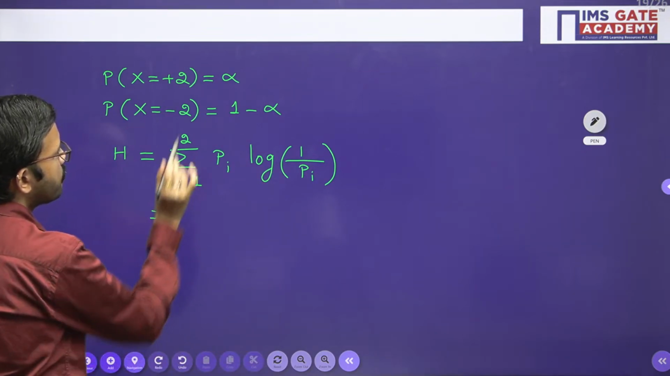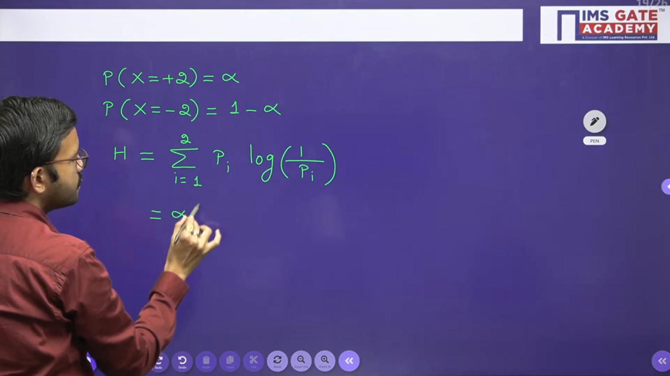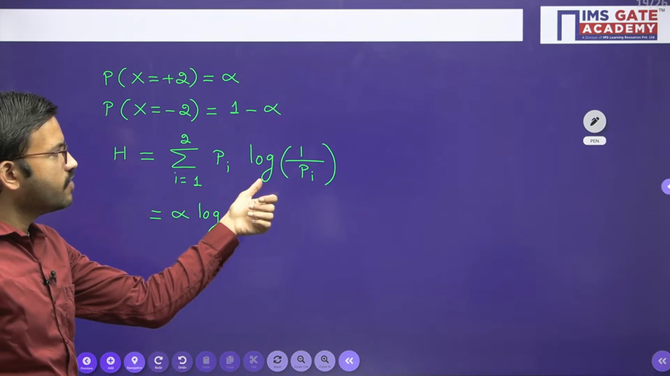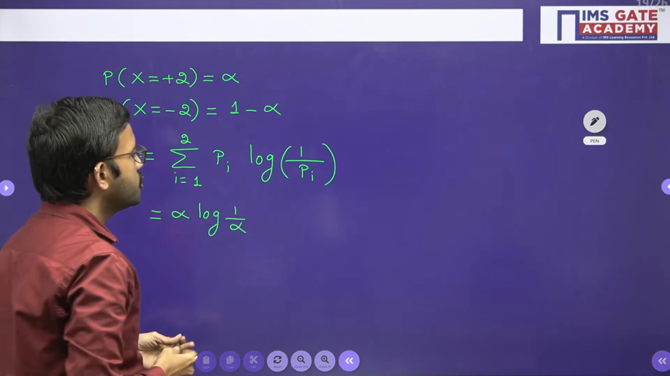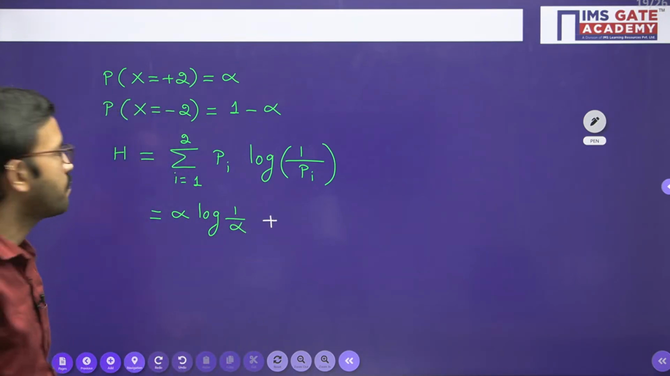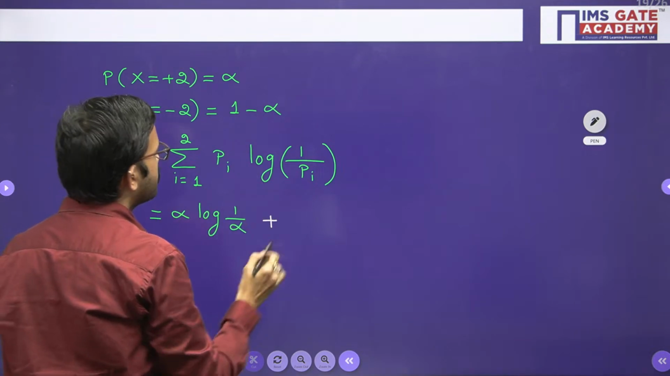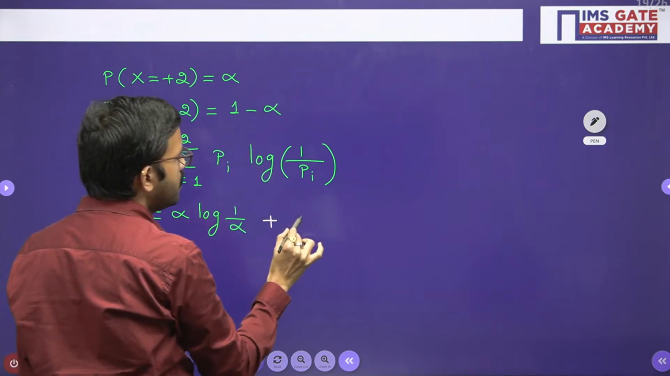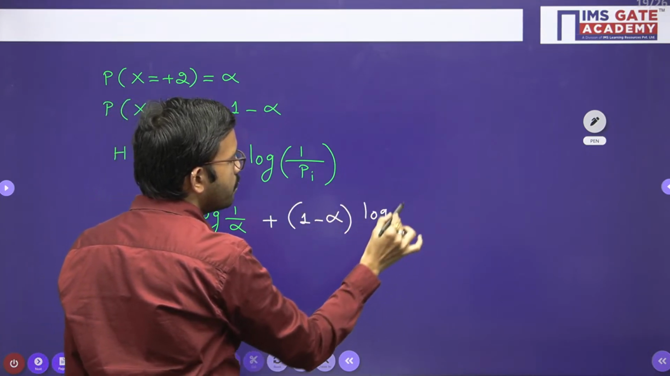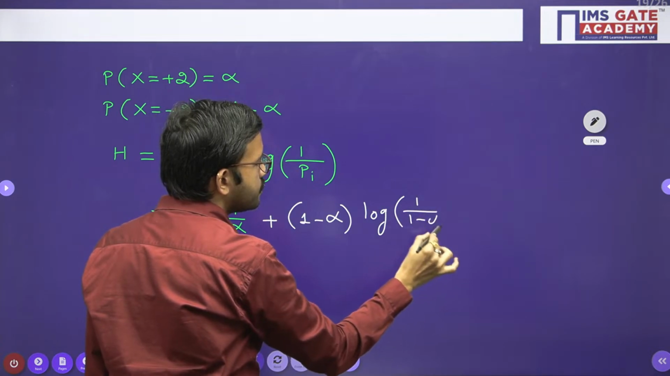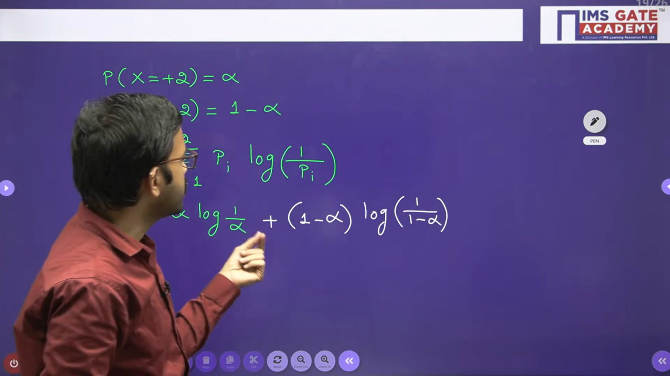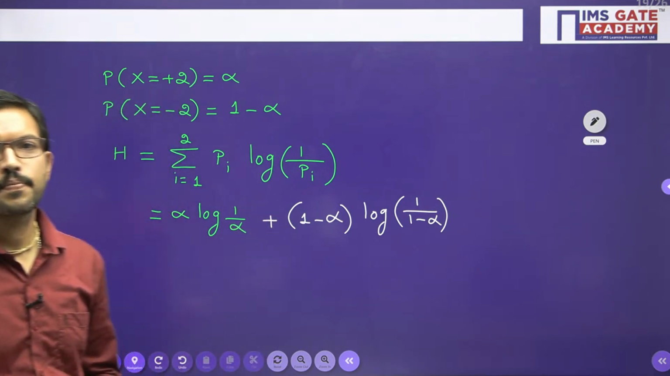Now substitute here. First case, the probability is alpha, log 1 by alpha. Can you guess what is the base value for this log? Manoj, what is the base value for this log? Even other students can mention it in the chart. In the other case, 1 minus alpha is the probability, log 1 by 1 minus alpha. All of you please respond. This is very interesting. What is the base value for the logarithm?